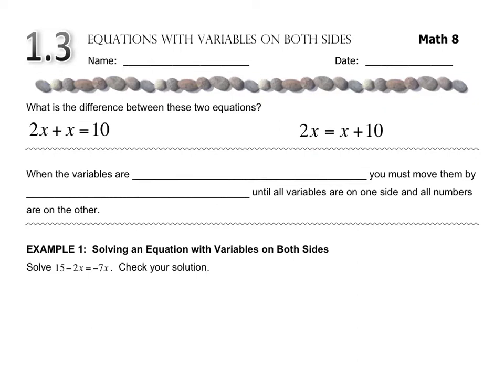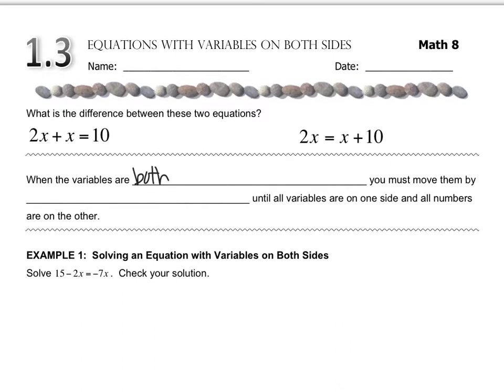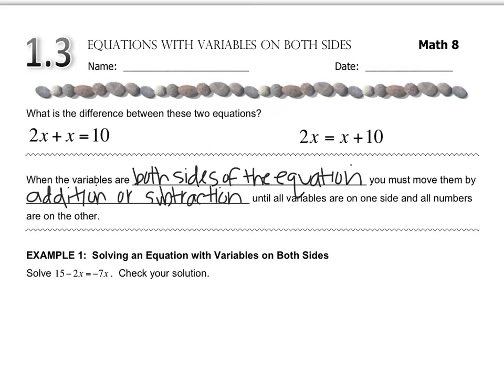When the variables are on both sides of the equation, what you do is you move them, the variables and the numbers, by using addition or subtraction until all the variables are on one side and all the numbers are on the other. So let's look at an example.